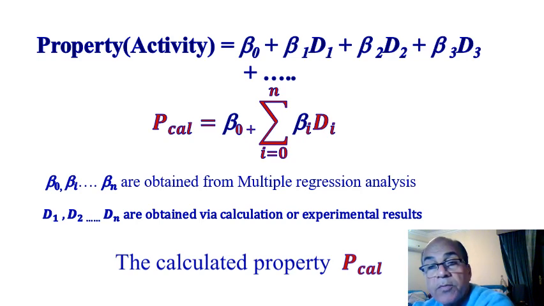Finally, we obtained the evaluated mathematical model. The property or activity of any compound out of the set can be calculated by the obtained descriptors D and the obtained regression coefficients.